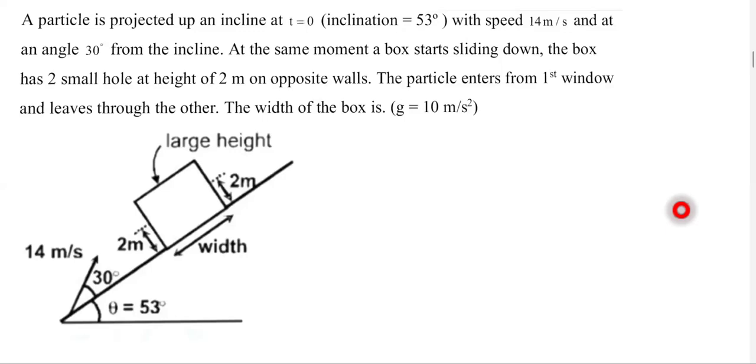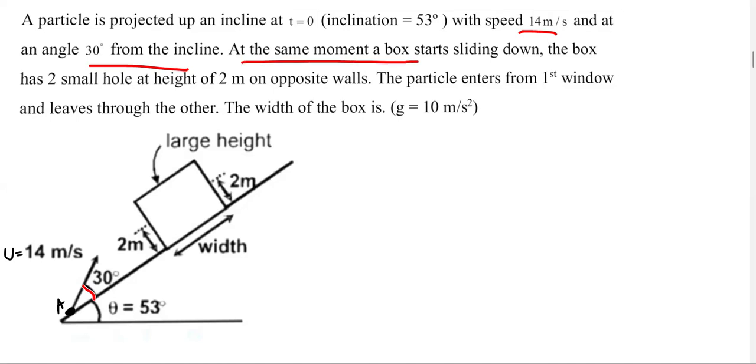Now we have a problem related to inclined projectile and relative motion. Both are combined in this. A particle is projected up an incline at t equals 0 with speed 14 meters per second. This is the speed with which we are projecting, and the point of projection, let's call it A, at an angle of 30° from the incline.